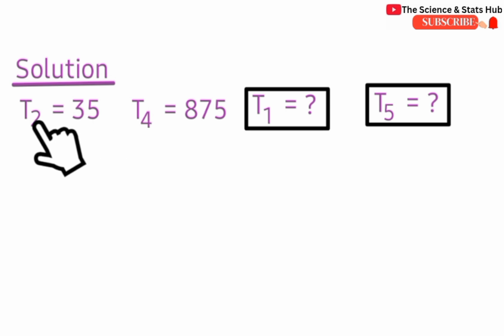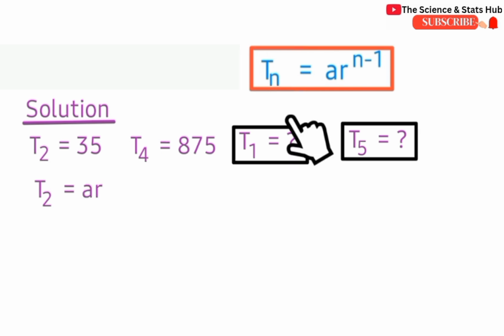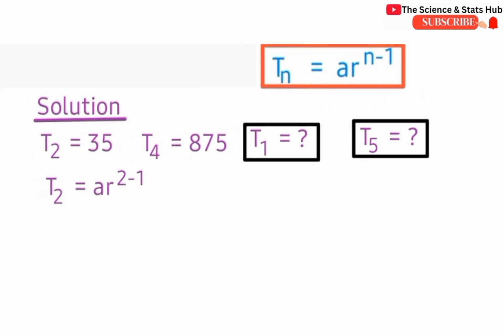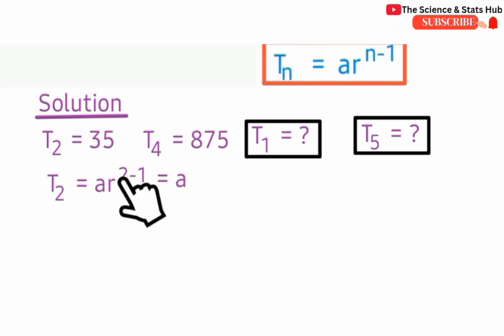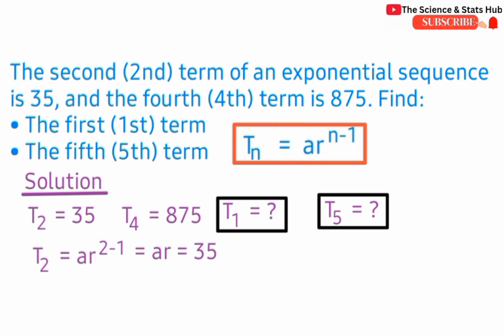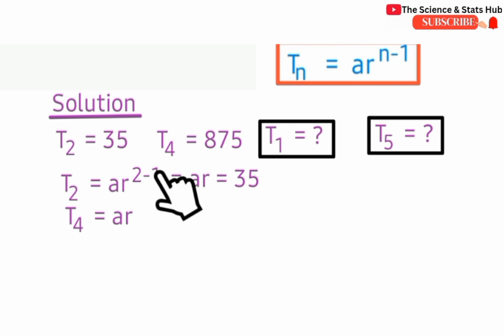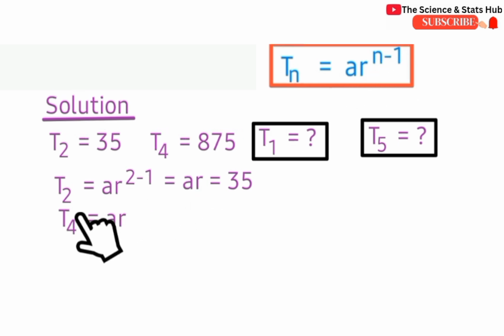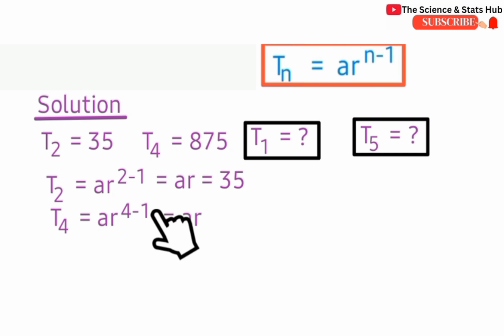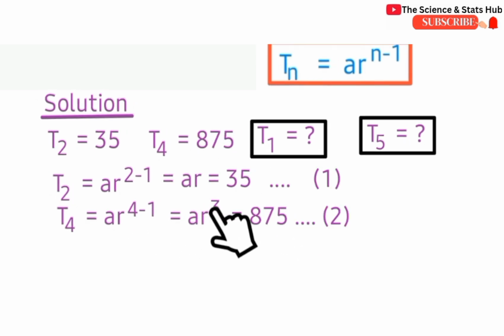We are given the second term, T2, to be 35. Employing our formula, T2 equals AR raised to power n minus 1, equals A R raised to power 2 minus 1. So the power of R here is 1, equals 35. We're also given the fourth term. Employing our formula, T4 equals AR raised to power n minus 1, where n is 4, equals AR raised to power 4 minus 1, which is 3, equals 875. Now let's call AR raised to power 3 equals 875 equation 2, while we'll call AR equals 35 equation 1.